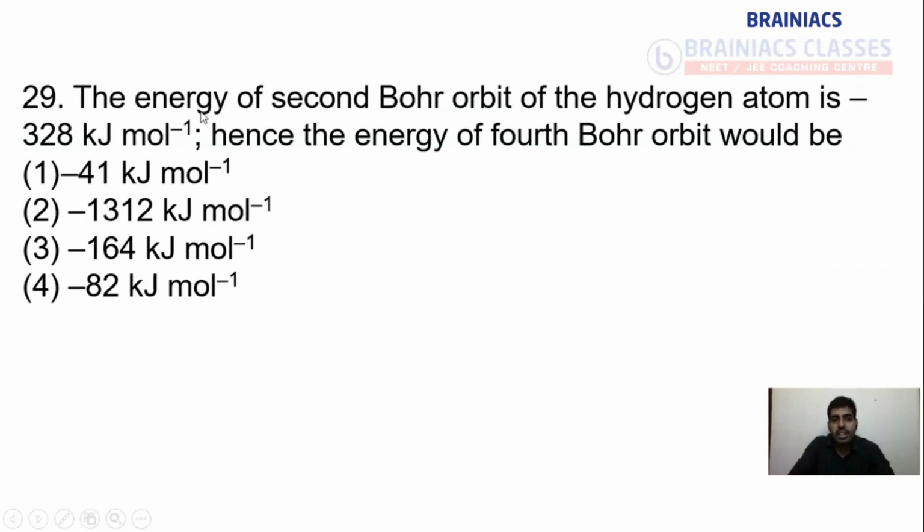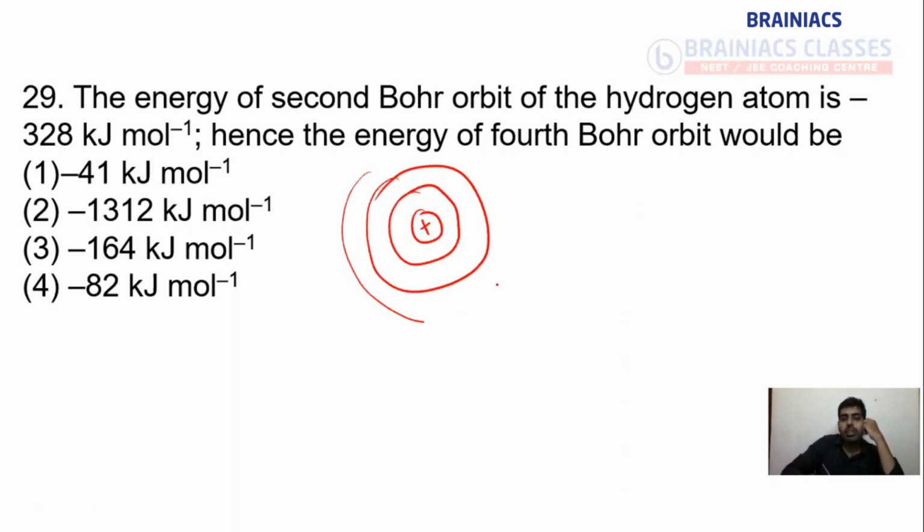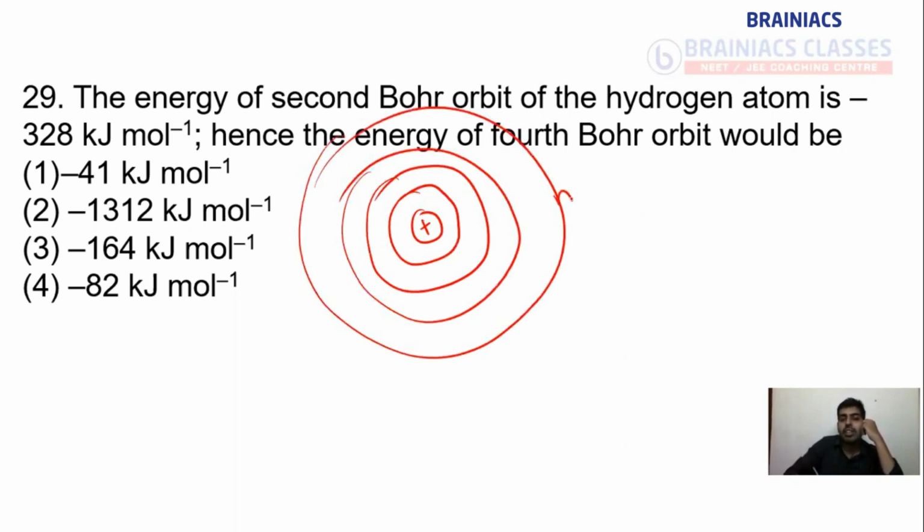Question number 29. The energy of the second Bohr orbit of the hydrogen atom is 328 kilojoules per mole. Hence, the energy of the fourth Bohr orbit would be... We have to calculate the energy of an electron in the fourth orbit: first orbit, second orbit, third orbit, fourth orbit.